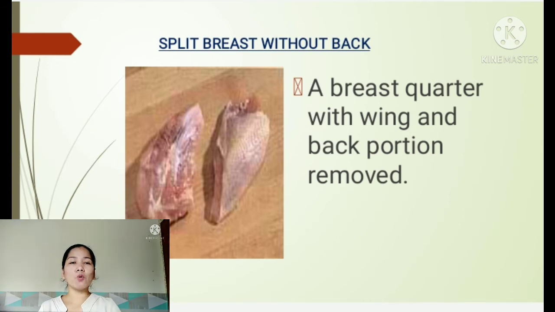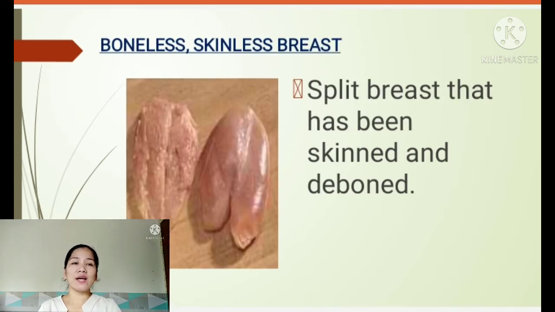Okay, next, we have boneless, skinless breast. Split breast that has been skinned and deboned. So, wala nang buto, wala nang balat.